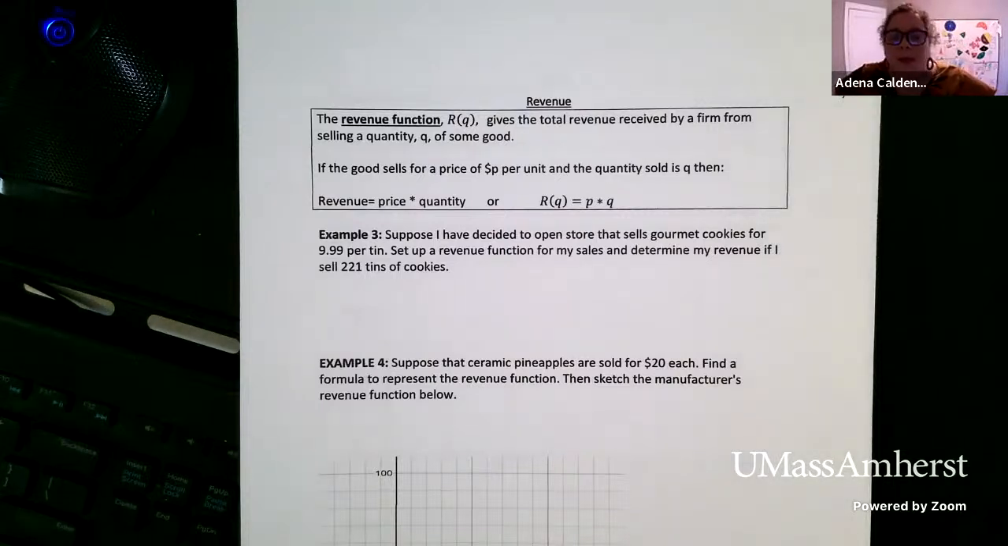So let's look at a quick example. Suppose I've decided to open a store that sells gourmet cookies for $9.99 per tin.